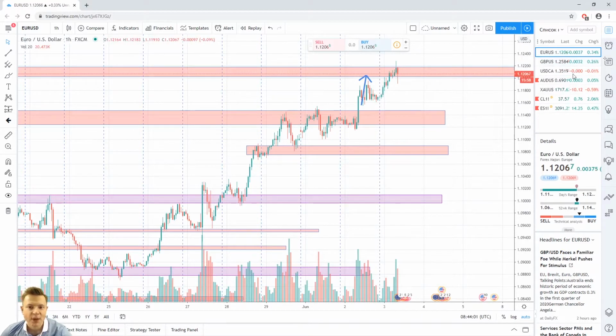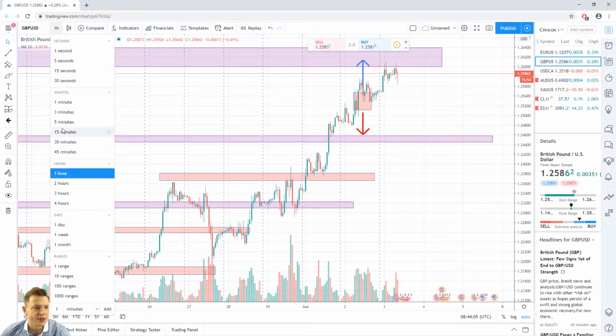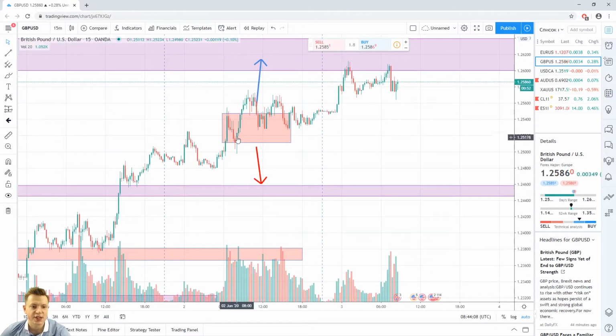Pound USD. In the pound USD, yesterday price was inside of the range. I said if price makes an impulsive breakout of this consolidation, then a pullback, it will be a nice opportunity to take a long trade, and your first target in this case will be around 1.26. As you can see, price hit my first target in this case.